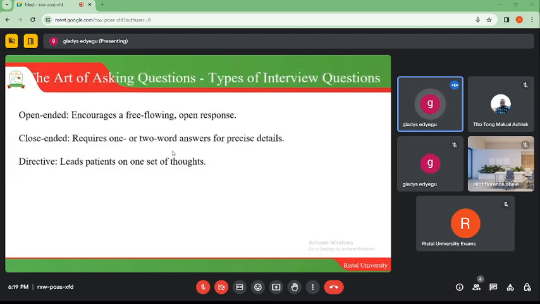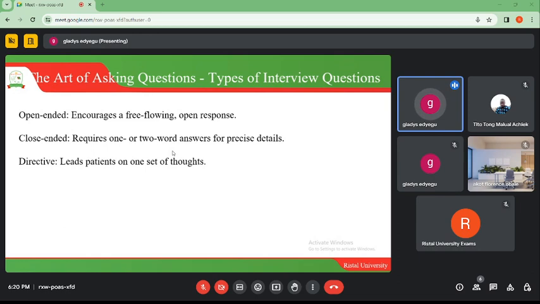The art of asking questions, types of interview questions. We need to have different types of questions that we ask our patients. And then open-ended question. This one encourages a free flow and open response. With open-ended, the patient will just speak anything, and it is up to you, the health worker, to pick what you need to help this patient. You ask a question which is very open for a patient to express whatever they are able to express to you.